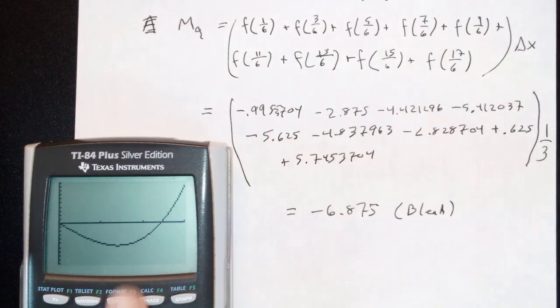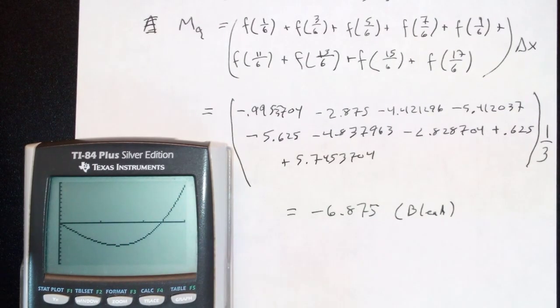This piece looks bigger than this one, so there should be more negative than there is positive, which means when I add it all up, I should end up with a negative answer. Okay, I'll buy this.